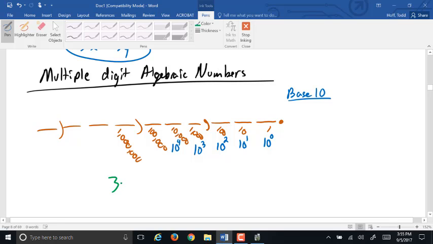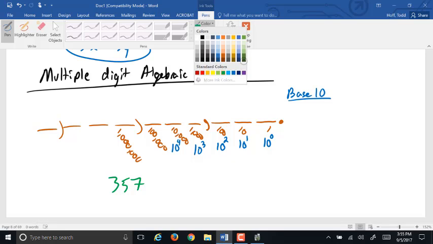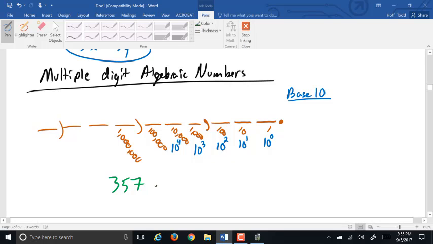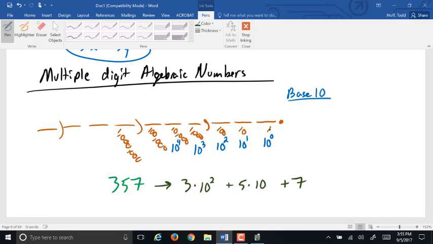So if I have a number like 357, that can actually be thought of as, instead of 3 100s and 5 10s and 7 1s, I can just write it out as 3 times 10 to the second plus 5 times 10. We usually don't write the 10 to the first. We just write the 10 because we don't need the power of 1 on there. Plus 7. Now 10 to the 0 is 1, so we can just leave it as 7.